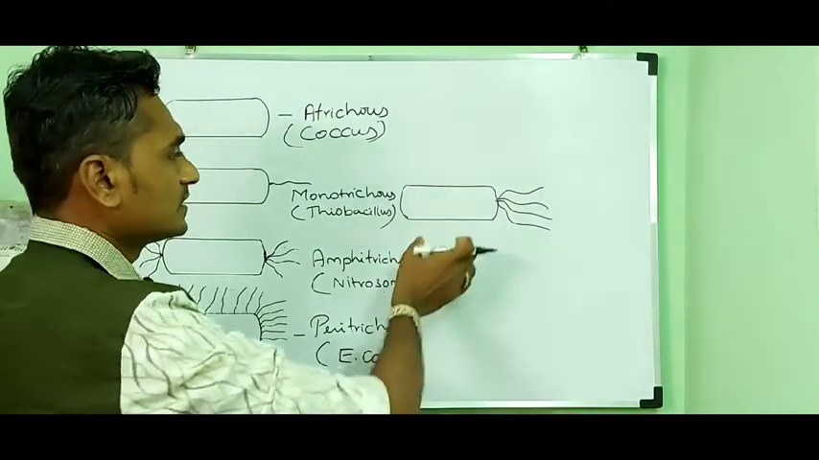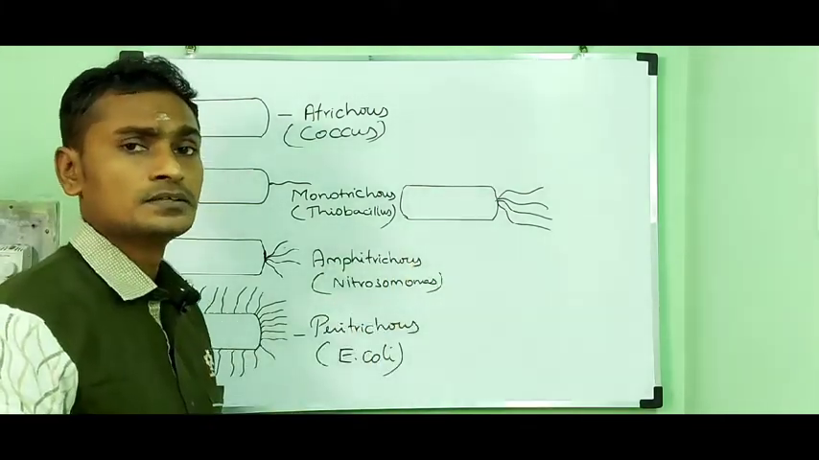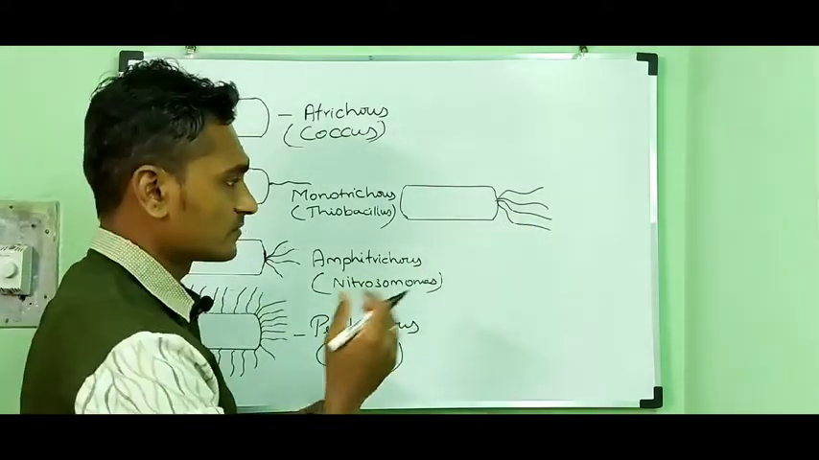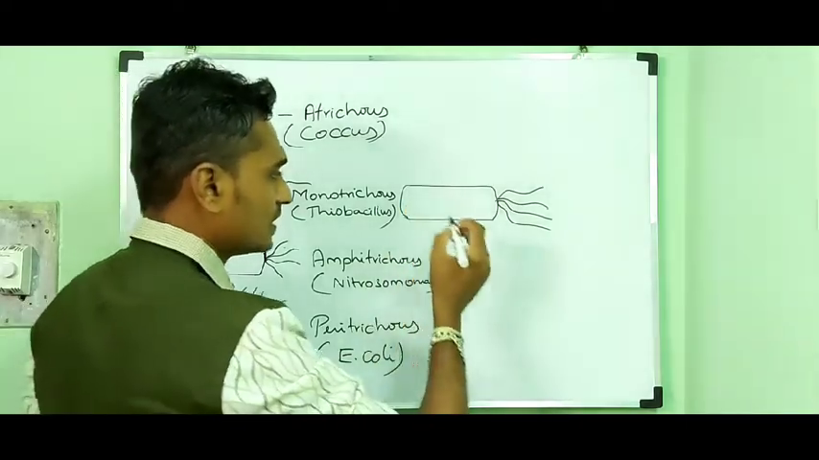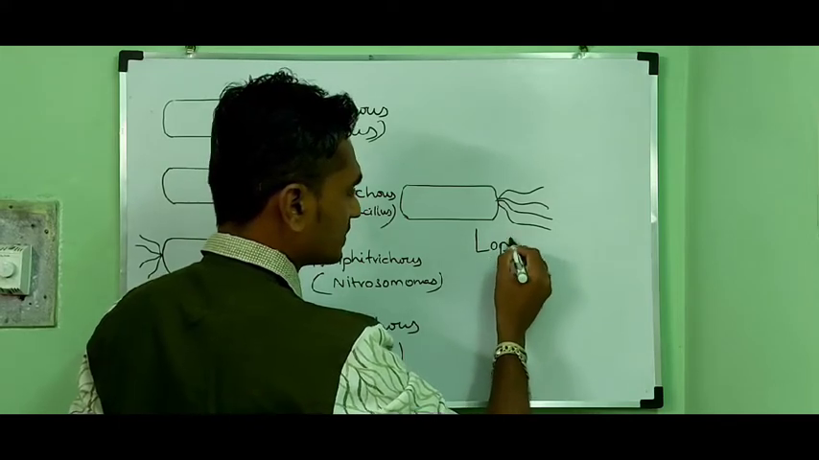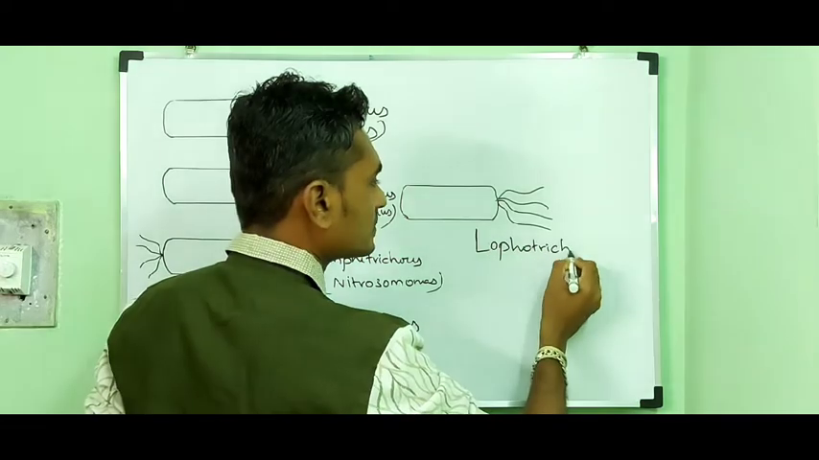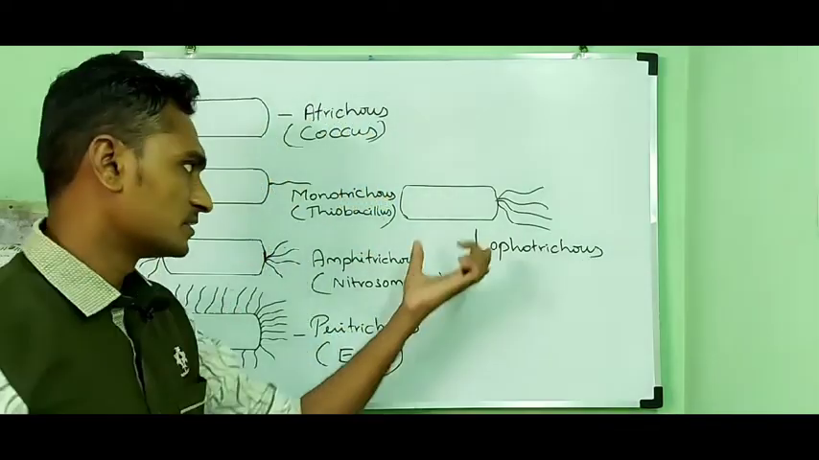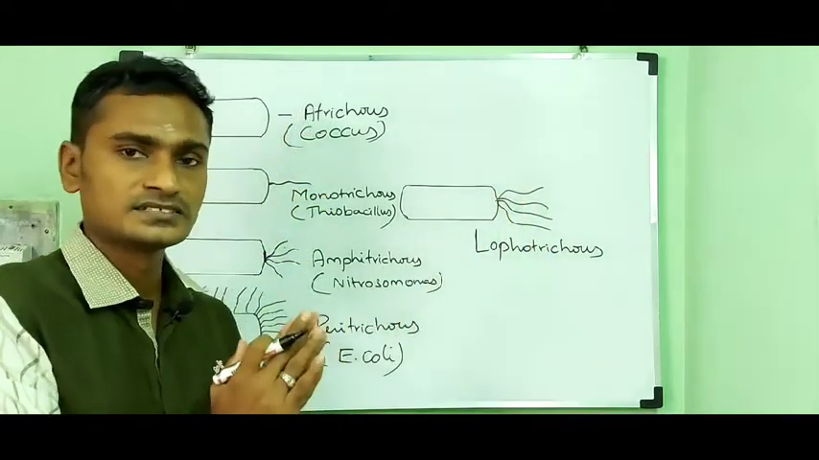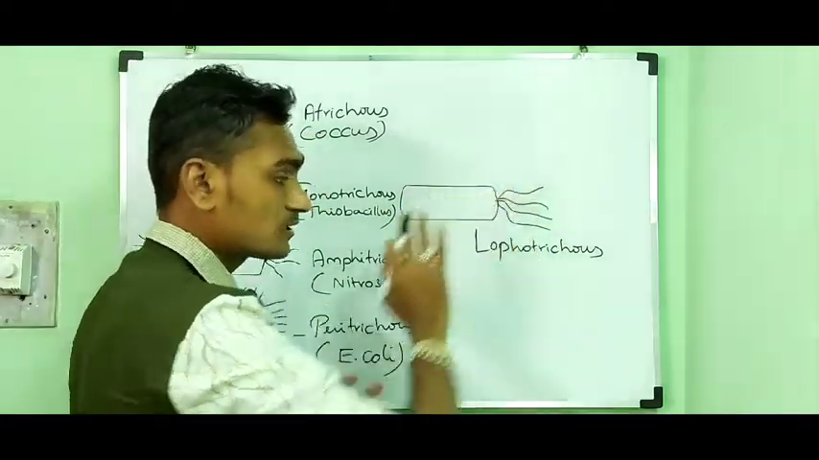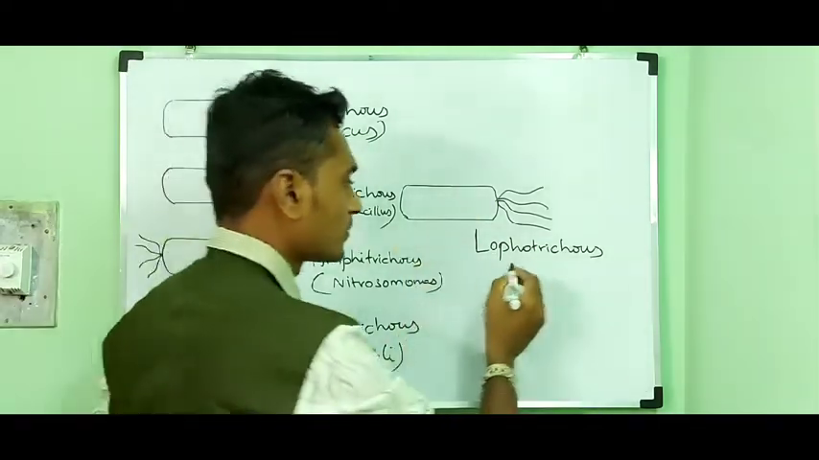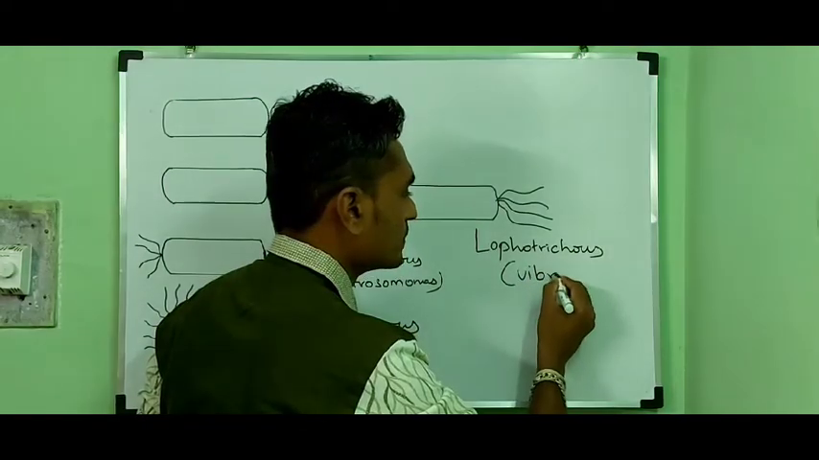Then here the bacteria possess a tuft of flagella or a single flagellum, and that bacteria is called Lophotrichous bacteria. In this bacteria, there is a tuft of flagella or a single flagellum at the polar end. That type of bacteria is called Lophotrichous bacteria. An example for Lophotrichous bacteria is Vibrio.